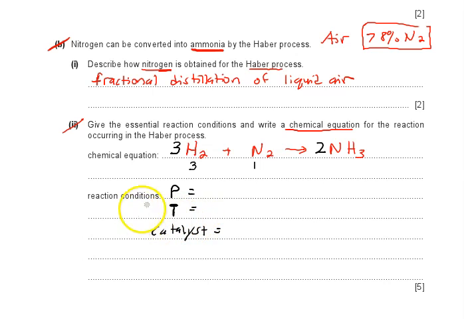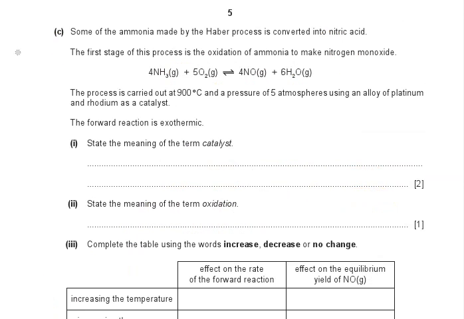So the pressure over here will be about 200 atmospheres, the temperature 450 degrees Celsius, and here will be iron. Iron catalyst. So please remember this. Some of the ammonia made by the Haber process is converted into nitric acid. This is called the Ostwald process.